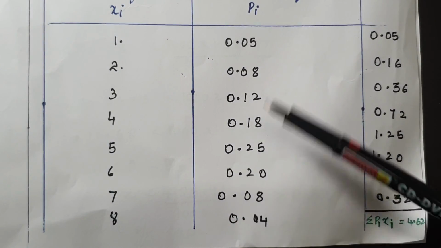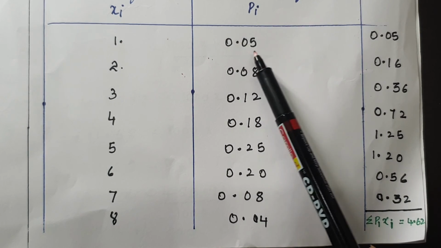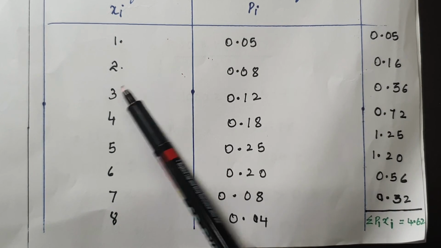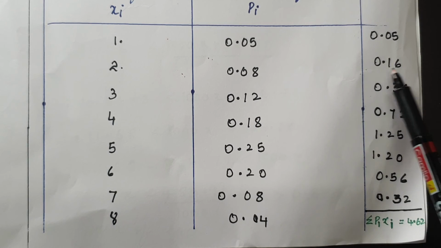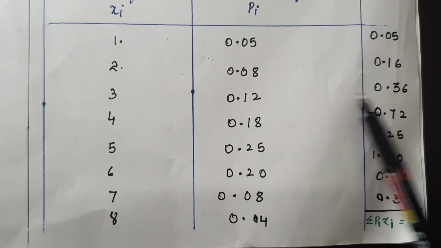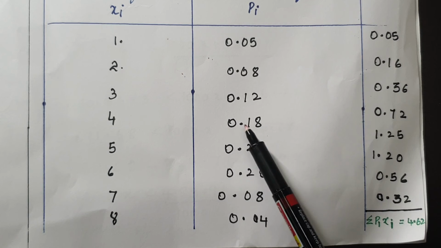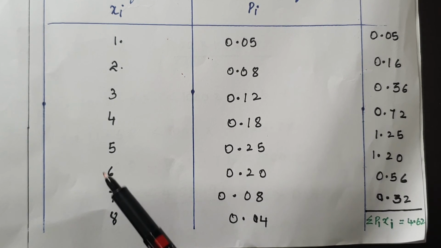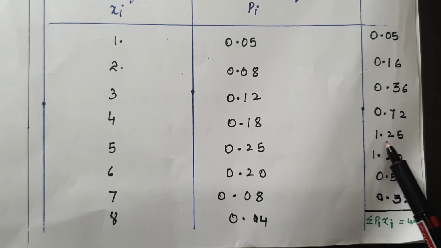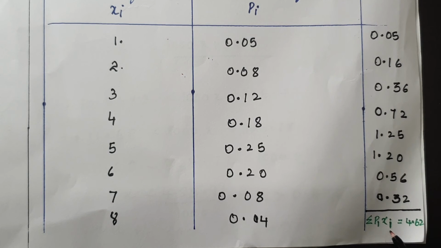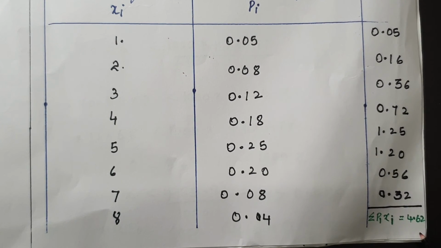Similarly p5, p6, p7, that one you have to write. Then you multiply: 1 into 0.05 is 0.05, 2 into 0.08 is 0.16, 3 into 0.12 is 0.36, 4 into 0.18 is 0.72, 5 into 0.25 is 1.25. Like this you have to do. Then the summation of pi into xi. If you add all this, you will get 4.62.